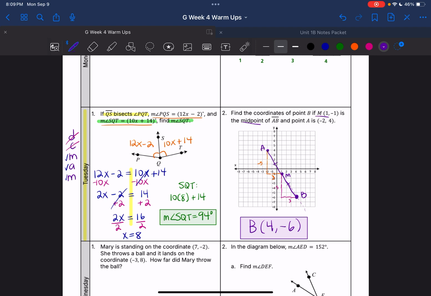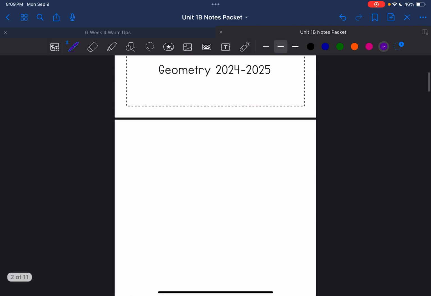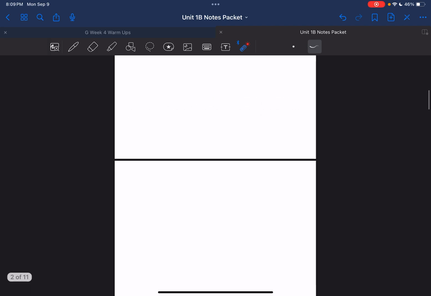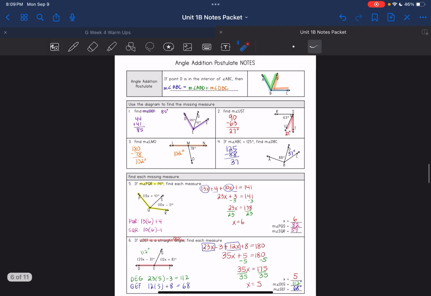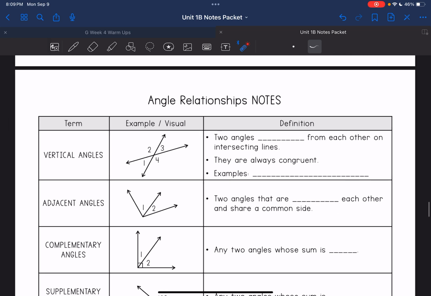Okay, now I want to go to our booklet. So this is the second half of Unit 1. It just had a white paper in the front. Make sure you're looking at the packet that says Part 2. And I want y'all to open up to the next page that we haven't filled out yet. So the page that says Angle Relationships Notes.